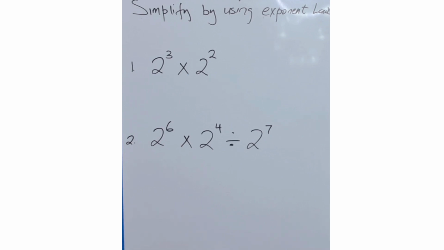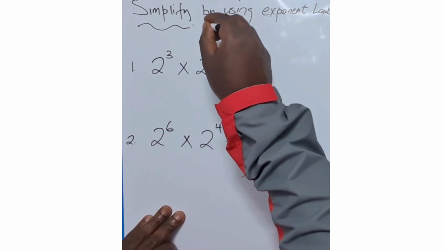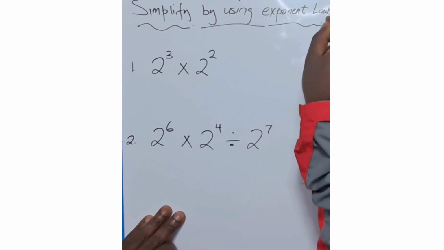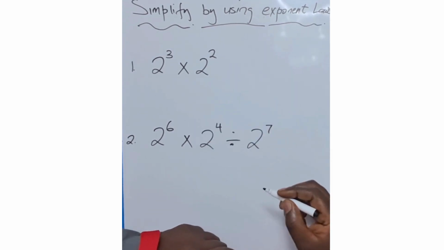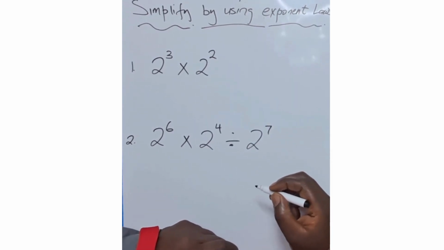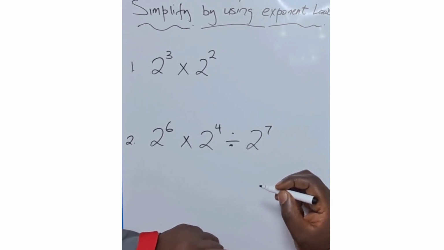So today we're going to simplify using exponent laws. Our first sum is 2 to the power 3 multiplied by 2 to the power 2.